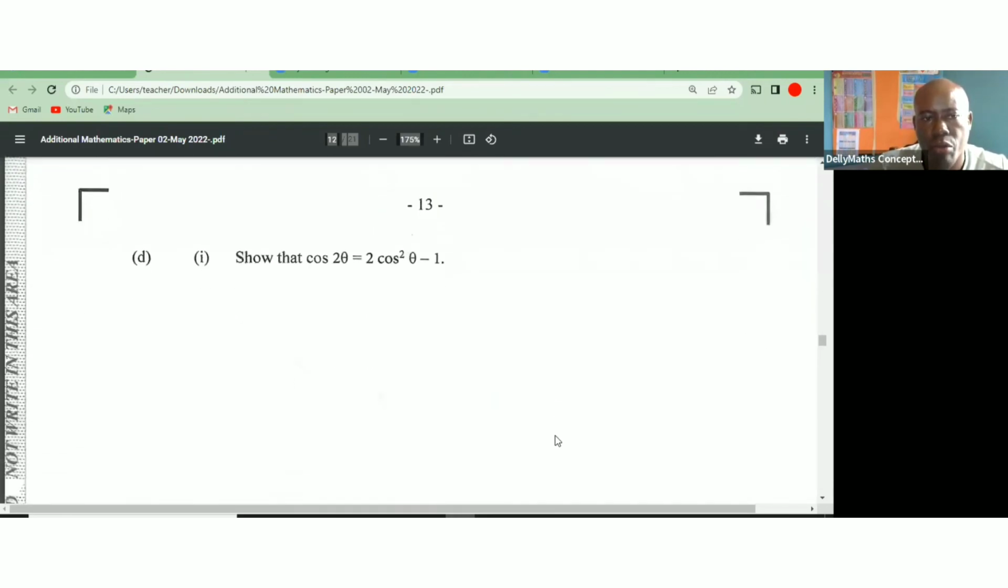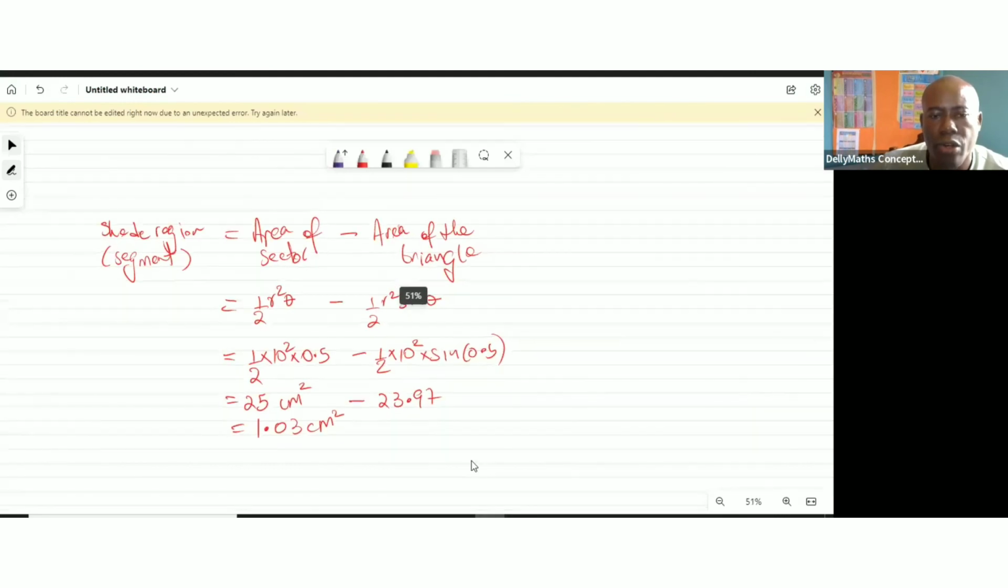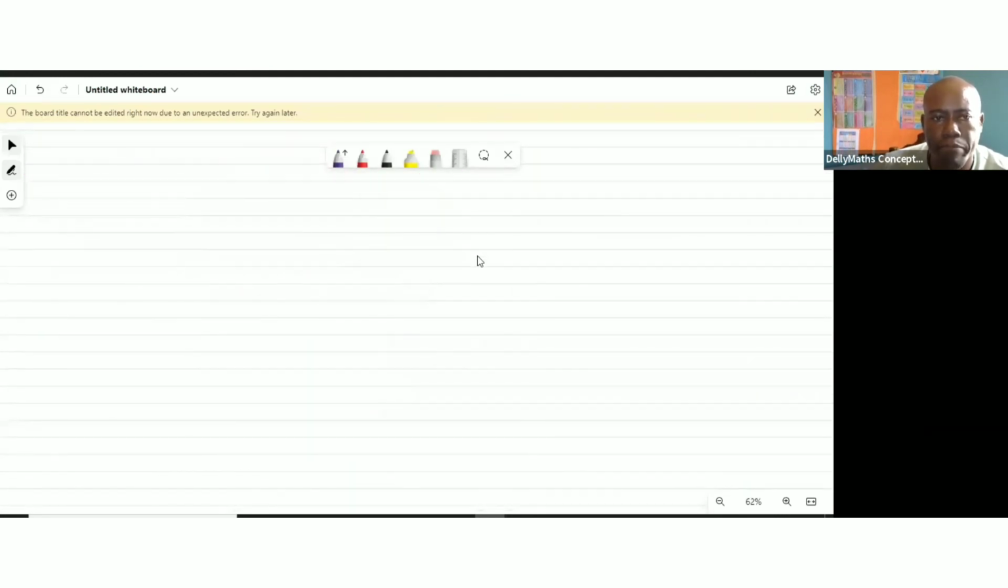All right, let's go. We're in the trig section. It says show that cos 2 theta is equal to 2 cos squared theta minus 1. So if I want to prove that, I could see the double angle coming, but what we're going to be looking at is how do we show that?